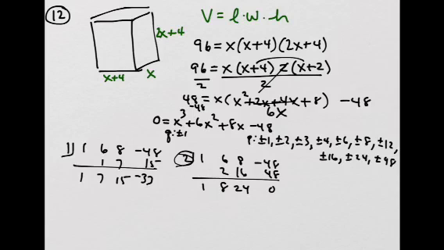So the dimensions of the box, if x is 2, is 2 inches. 2 plus 4 is 6 inches. And then 2 times 2 is 4, 4 plus 4 is 8.